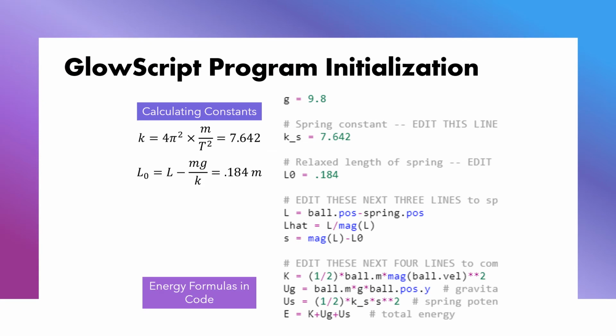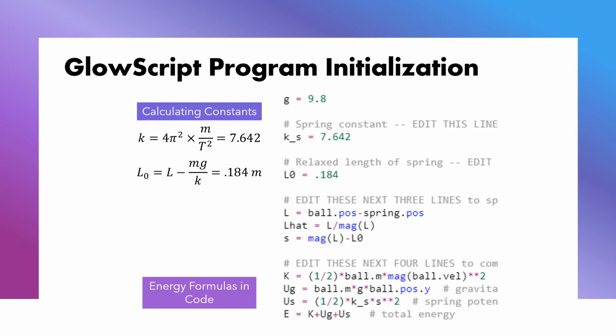G was the universal gravitational constant, k is the spring constant, and L naught is the length of the relaxed spring. These calculated values were found from manipulations of existing equations. k was calculated from the formula below, where T is the period of oscillation, and k equals 7.642. L naught was calculated with the equation L, the current length of the spring, minus the mass times g over k. With everything plugged in, L naught equals 0.184 meters. s is in the spring potential energy equation and is equal to the magnitude of L minus L naught.